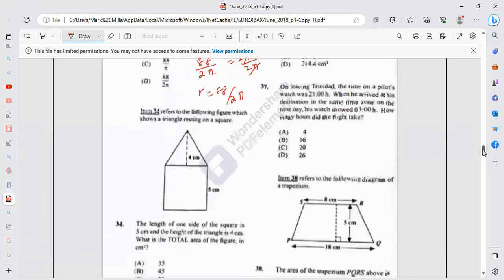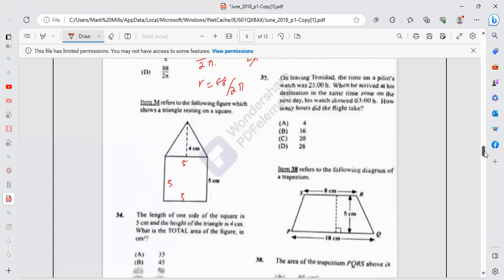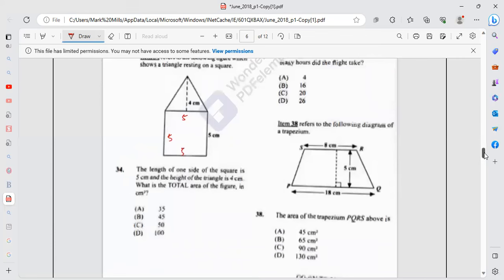We are at 34, right? They say the figure shows a triangle and a square. So that means this should be 5, here should be 5, and here should be 5, right? Now, they asked me to find the total area of this shape. So how do I find the total area of this shape? What I would do, the area of the square would be 5 times 5. So you find the area of the square, area of the triangle, and add them.